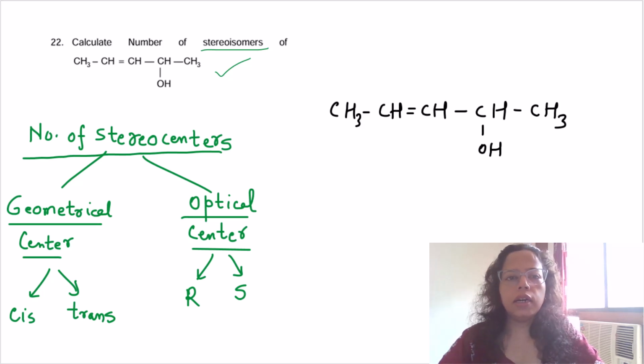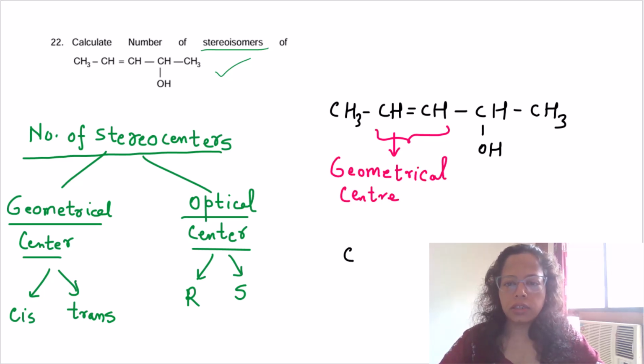So in this particular molecule, let me write it here. You can see a double bond in this molecule between these two carbons. So that means there is a possibility of formation of the cis-trans isomer in this particular section of the two doubly bonded carbons. That means this is the geometrical center, that can give rise to cis and trans isomers.